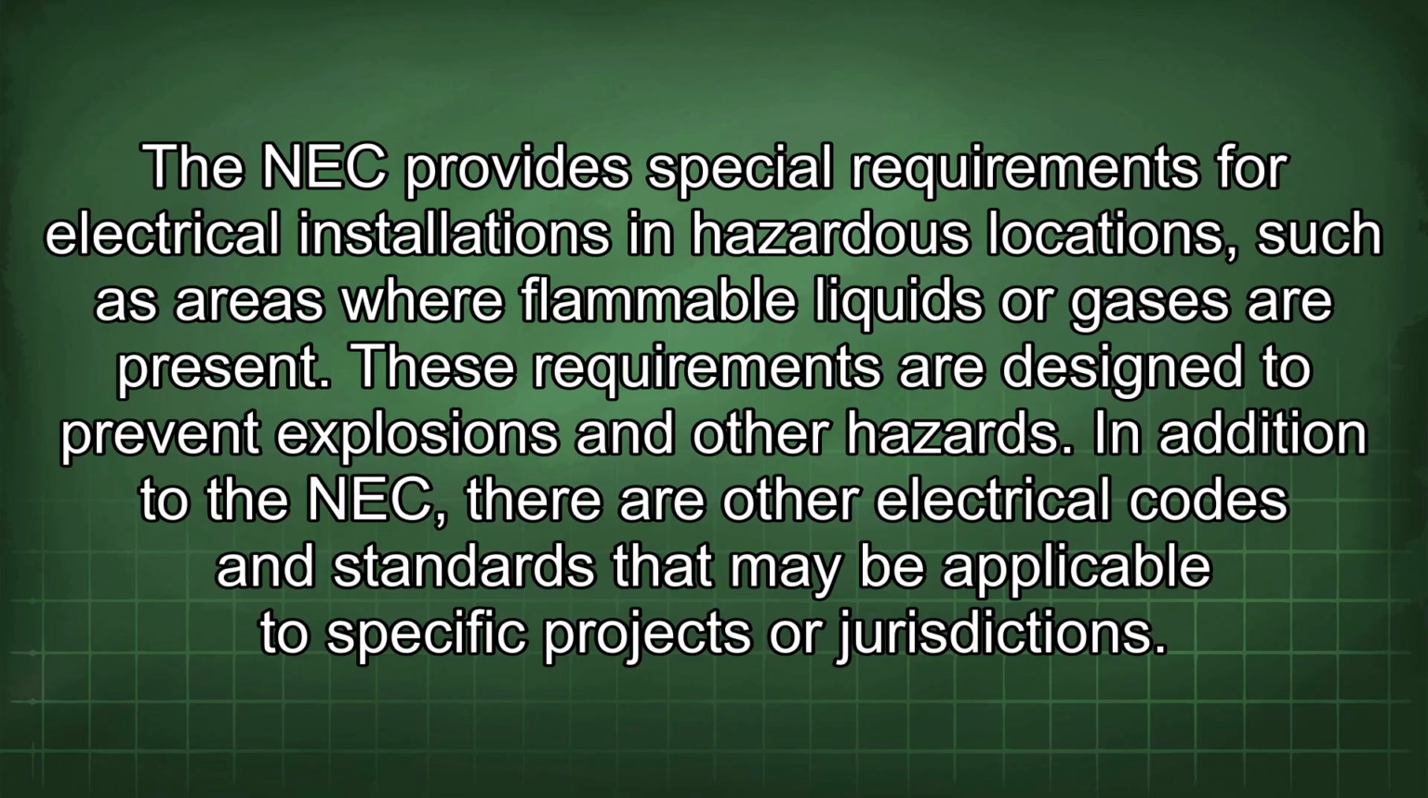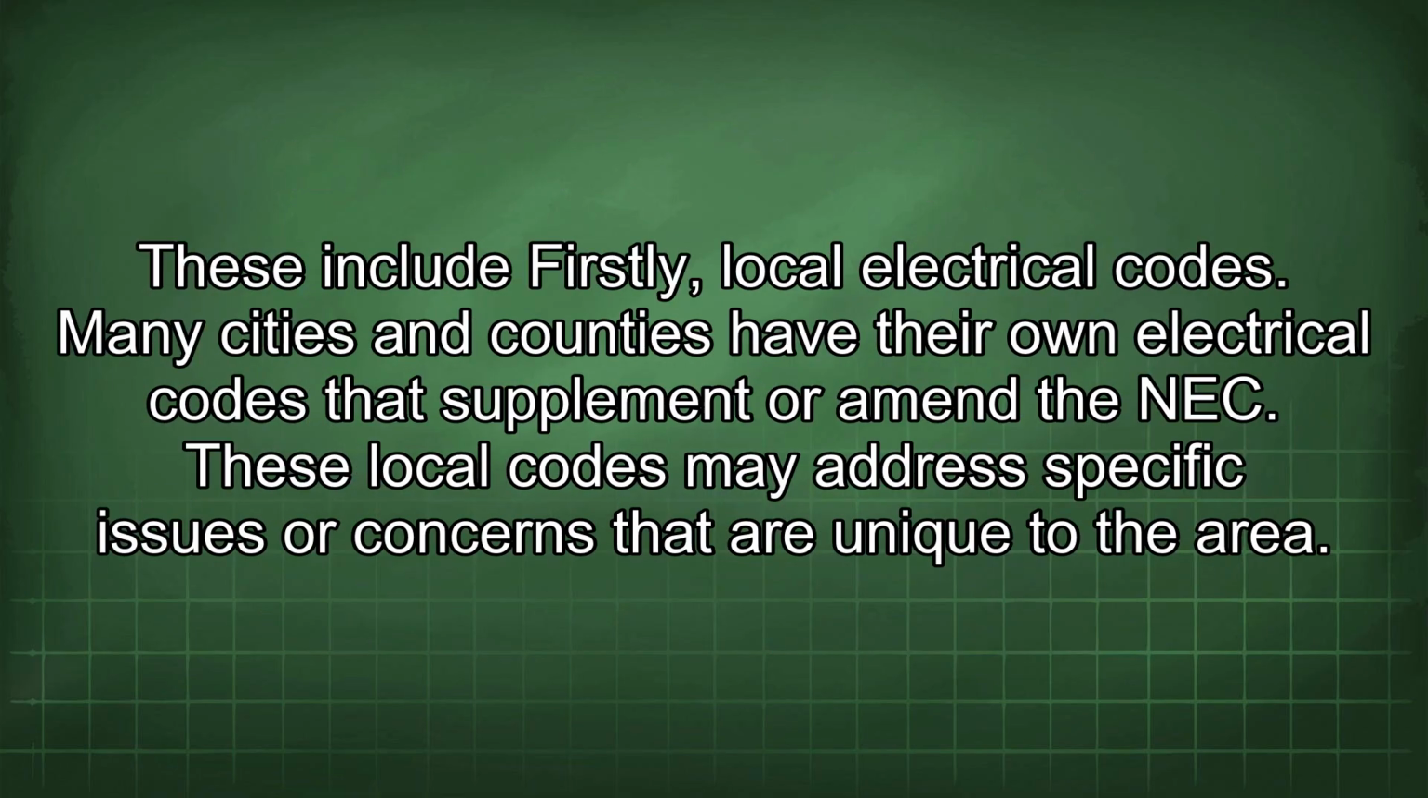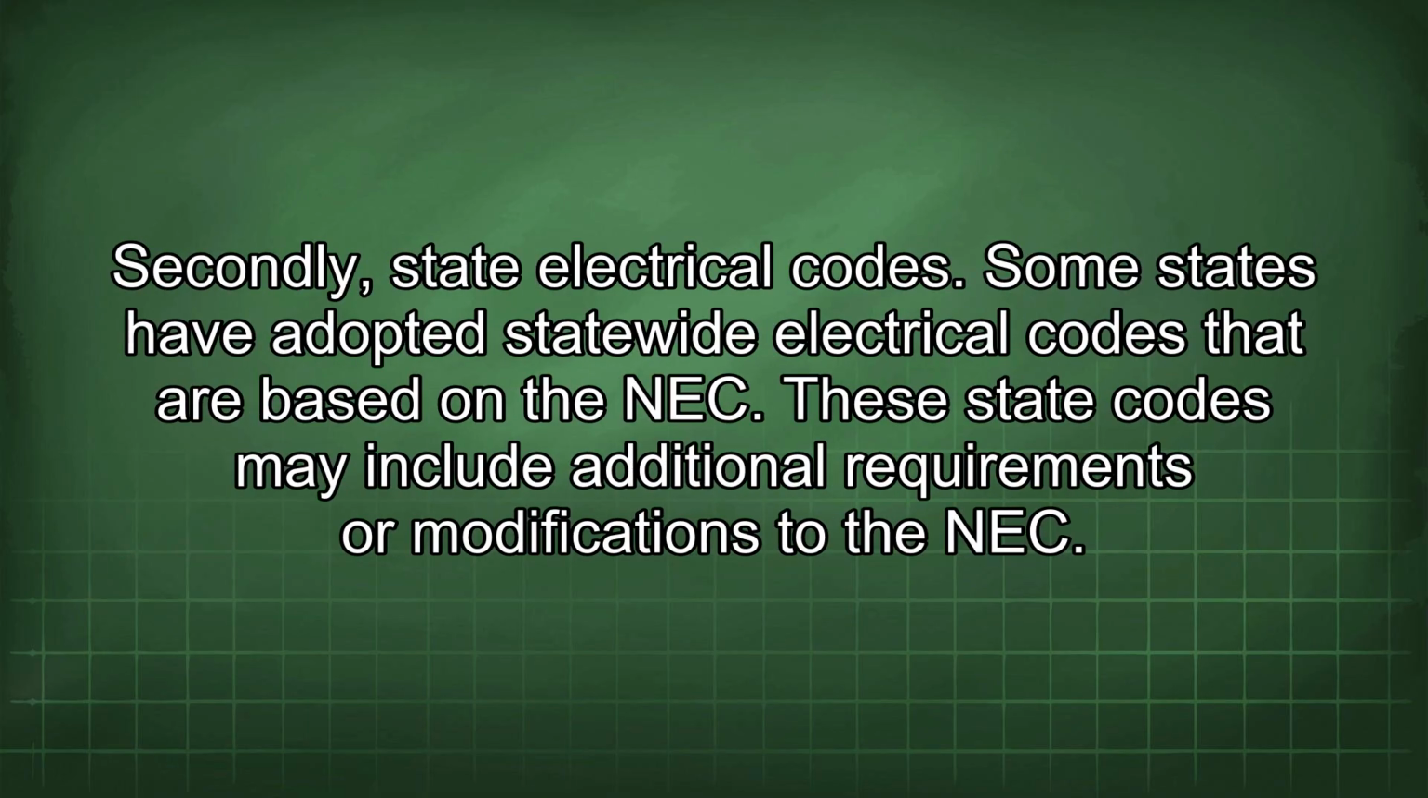In addition to the NEC, there are other electrical codes and standards that may be applicable to specific projects or jurisdictions. These include, firstly, local electrical codes. Many cities and counties have their own electrical codes that supplement or amend the NEC. These local codes may address specific issues or concerns that are unique to the area. Secondly, state electrical codes. Some states have adopted statewide electrical codes that are based on the NEC. These state codes may include additional requirements or modifications to the NEC.